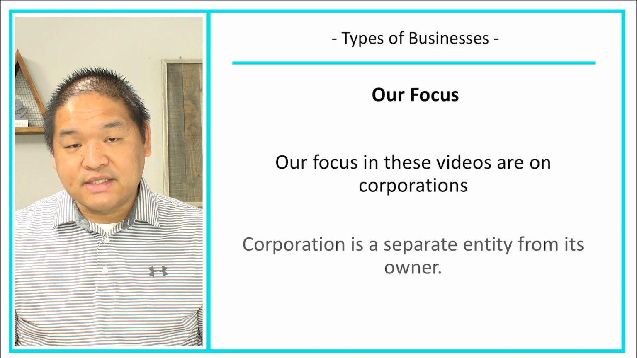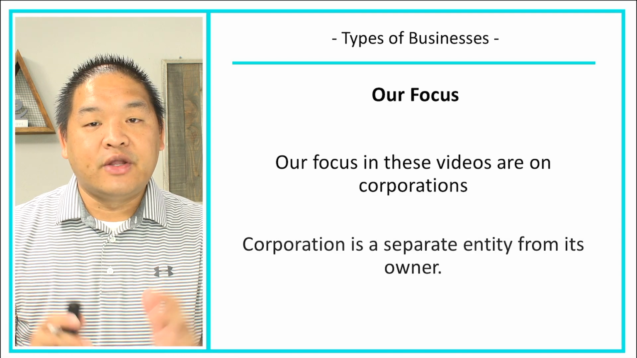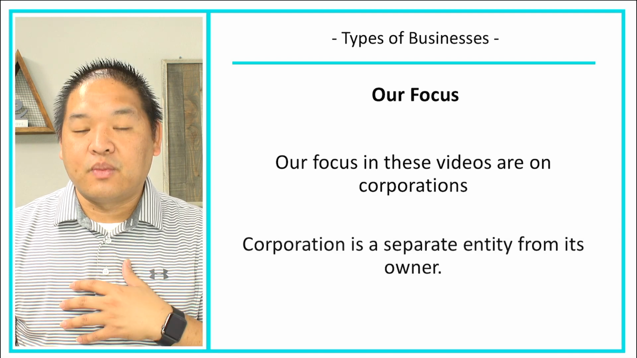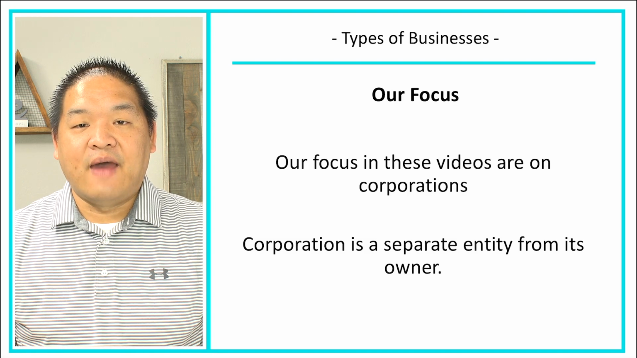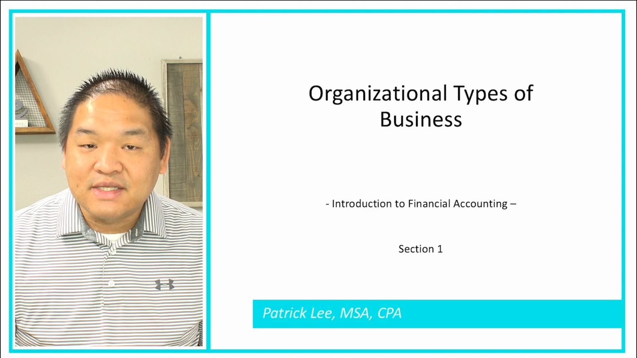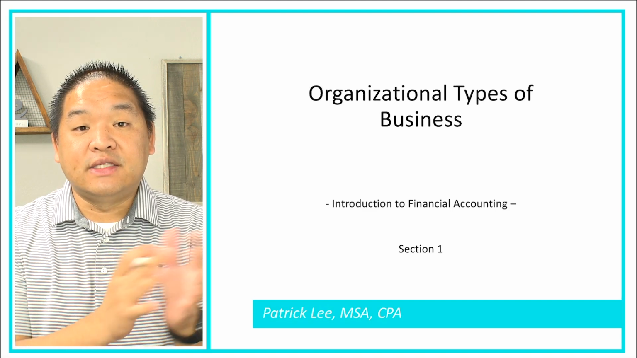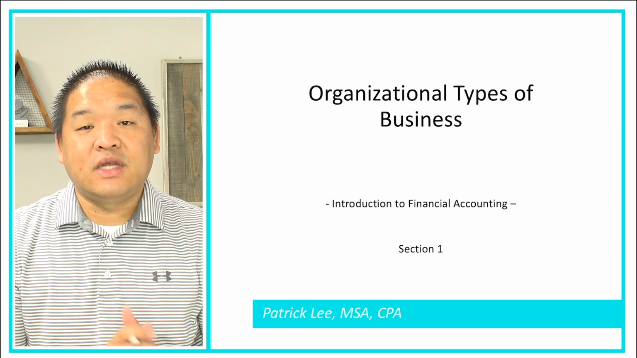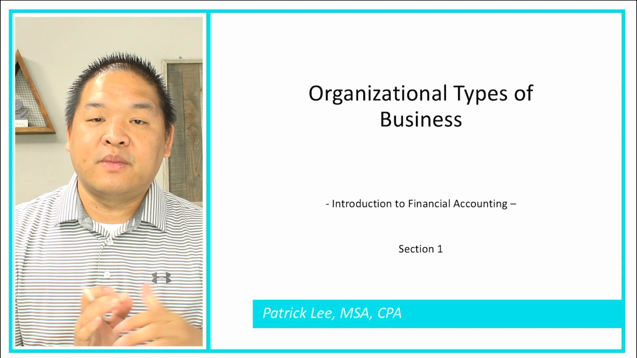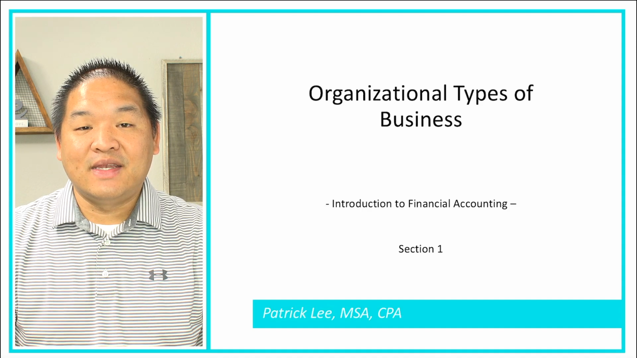A corporation is a separate entity from its owners. So we're going to do a ton of examples, and you're going to see that we're talking about this from a corporate side, not the owner's side. All right, so I hope you have a better understanding of organizational types of businesses. There is a lot there, but the main goal here is to help you understand the different types and then understand that we are going to be talking about corporations from here on out.